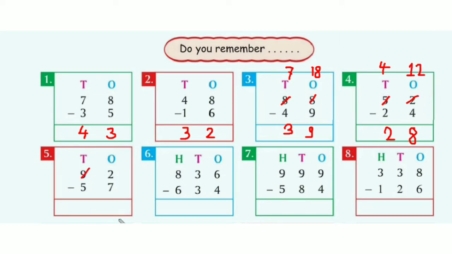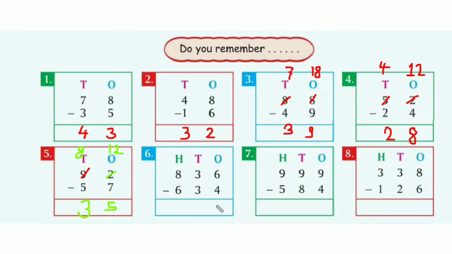So we are taking borrow from the tens place, that is from 9. So 9 will become 8 and 2 will become 12 because it is taking 1 ten. Okay. So 12 minus 7 equal to 5 and 8 minus 5 equal to 3. So our answer is 35.